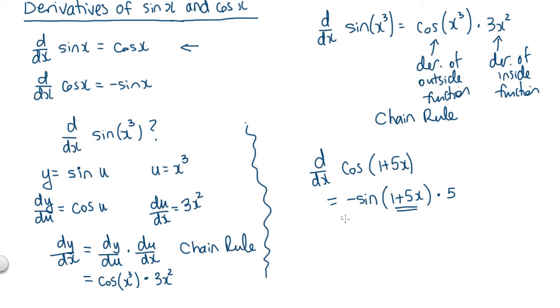Now, as we get a little bit faster at this, we may actually write our answer down in a single step. And it's always good to put any constants that we have right at the front because it's a little bit easier to read. So we could write this as minus 5 sine of 1 plus 5x. And there's our final answer there.